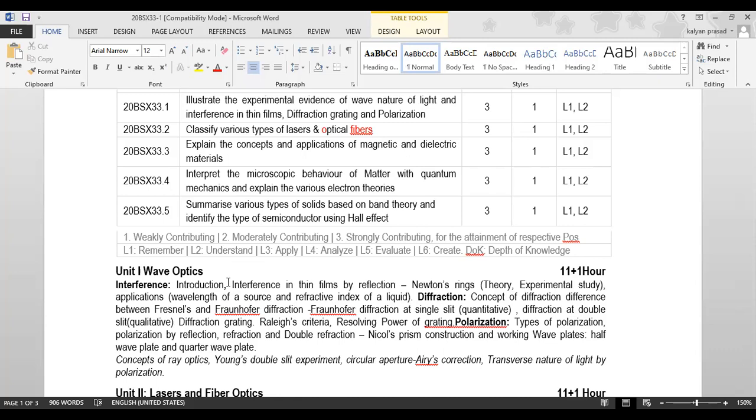So we will start with the introduction, and the required topics which are not in the syllabus will also be discussed, and then we will move into interference in thin films.